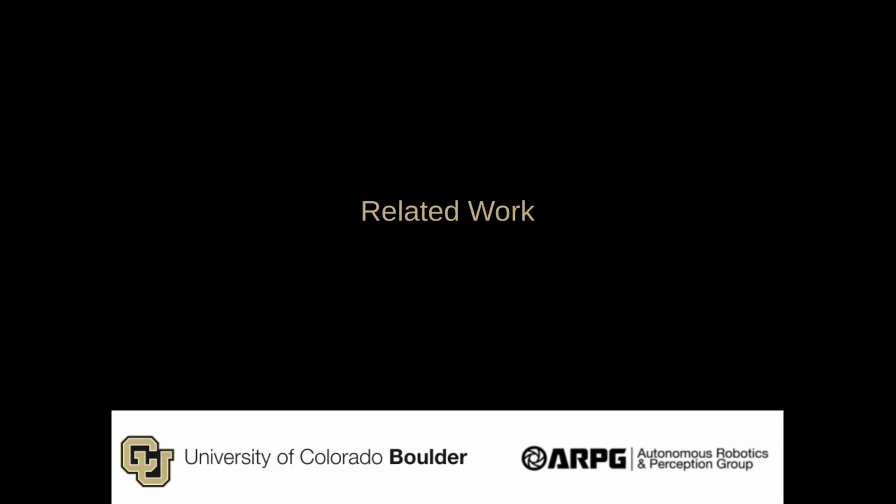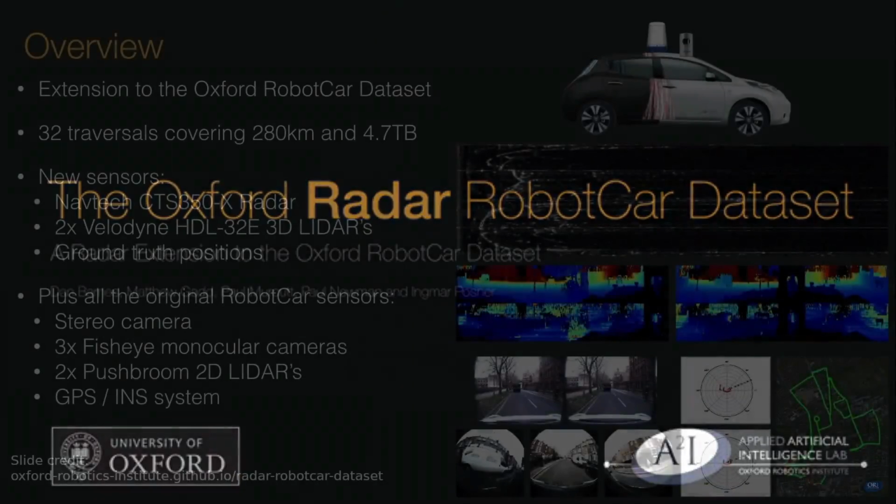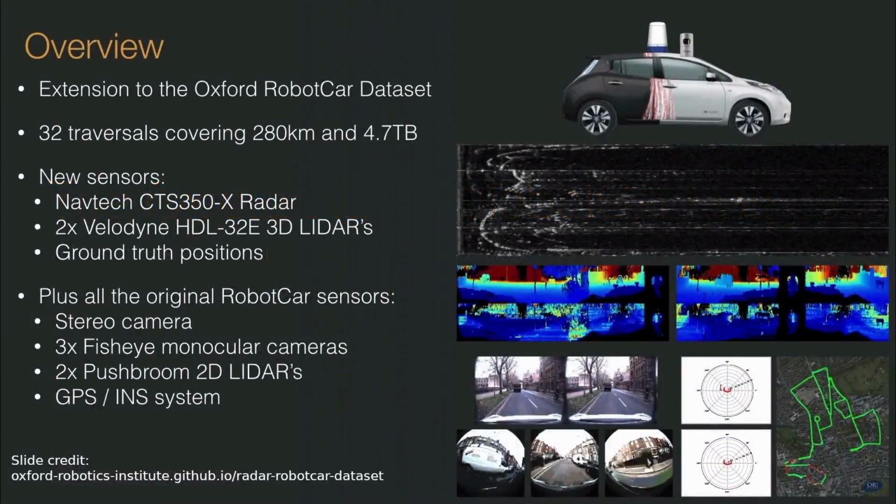Now, there are a couple of other publicly available datasets that include radar data, most notably the Oxford Radar Robot Car dataset. But Radar Robot Car has some crucial limitations that are addressed by our dataset. First, like the other currently available radar robotics datasets, Radar Robot Car is autonomous driving focused. This means its vehicle's movement is mostly constrained to the 2D plane.